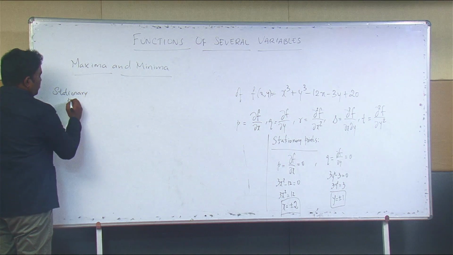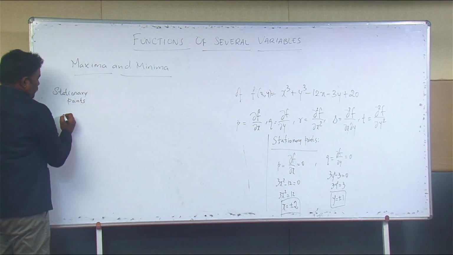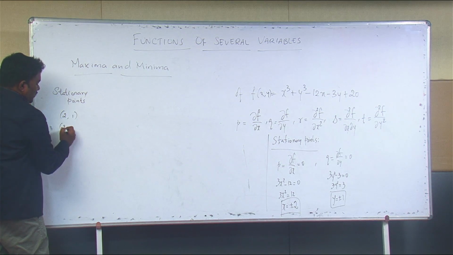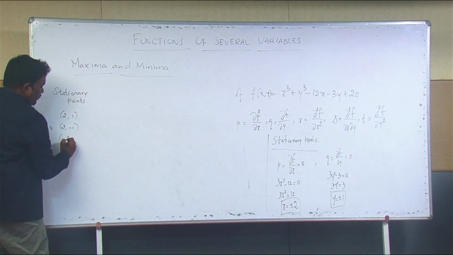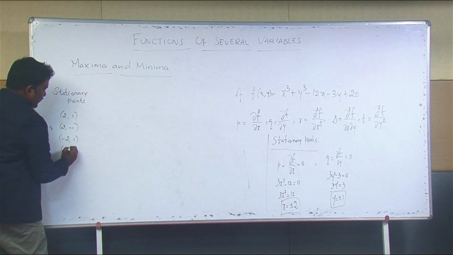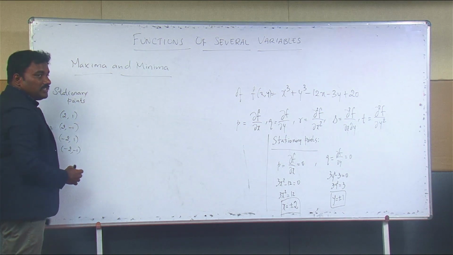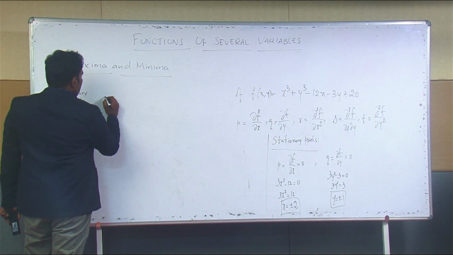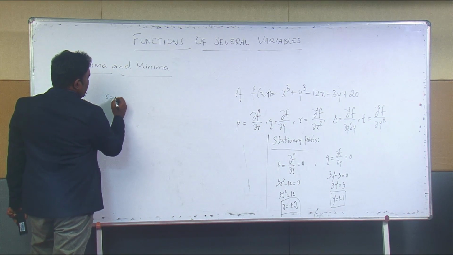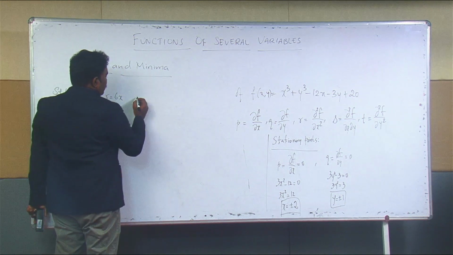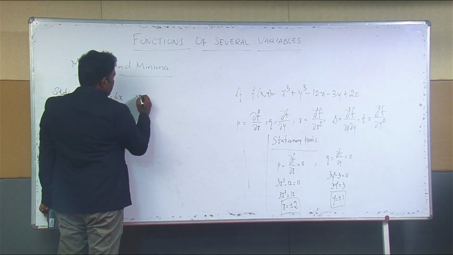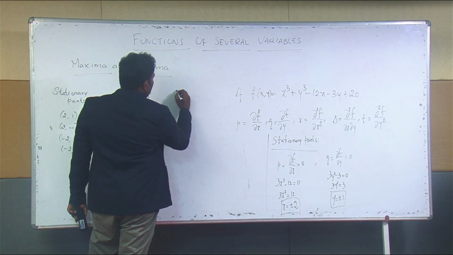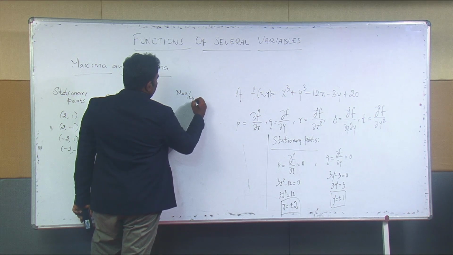So I am writing the stationary points here. They are 2 comma 1, 2 comma minus 1, minus 2 comma 1 and minus 2 comma minus 1. These are the stationary points we have, and we are going to calculate the r value for these. r is already 6x, and we are going to find out rt minus s square also. Then we find the maximum or minimum.